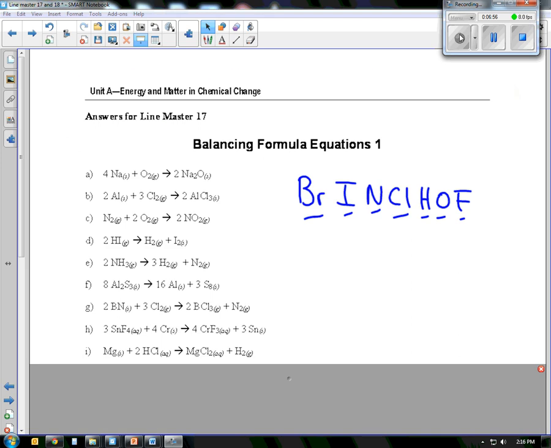So here you can see the answers to the letters A through I, and you can check your answers in your book, page 79, to what is on the screen.